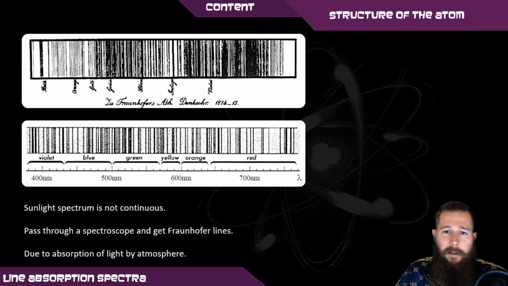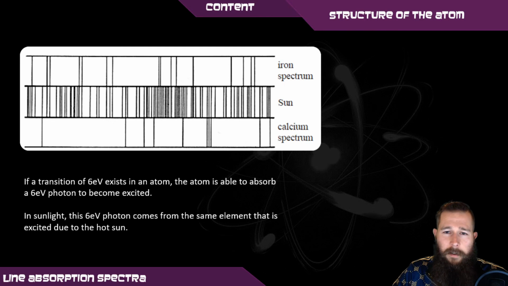When we pass light that comes from the sun through a spectroscope and determine all the frequencies of light that the sun consists of, we actually have a lot of black lines that indicate absorption has occurred. Now these lines are called the Fraunhofer Lines. Rather than this being a continuous color spectrum in the visible range, you can see all the lines that are absorbed by our atmosphere.